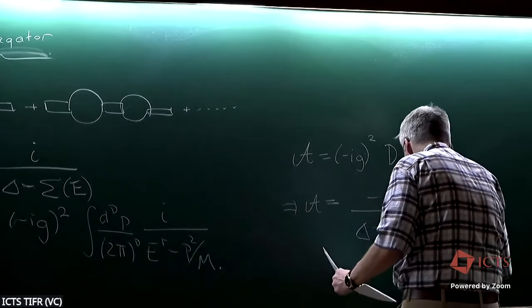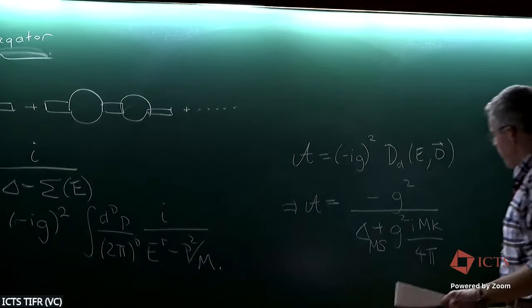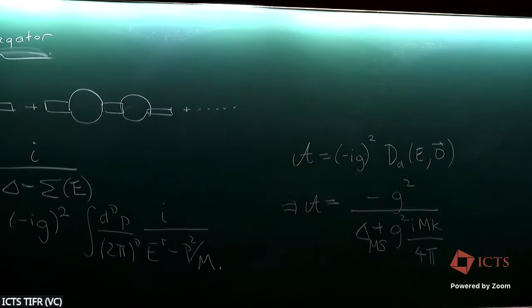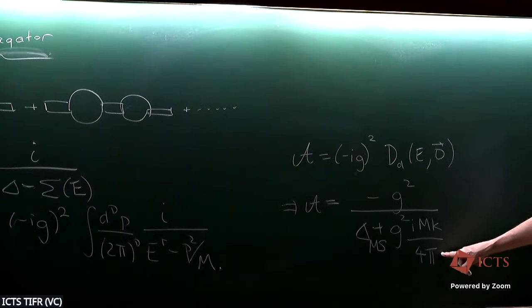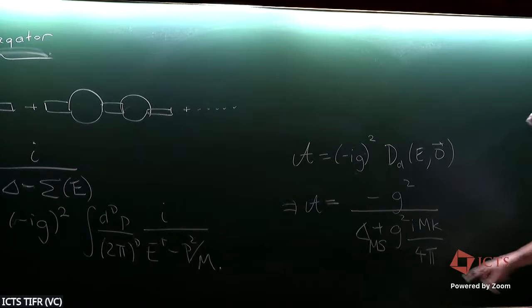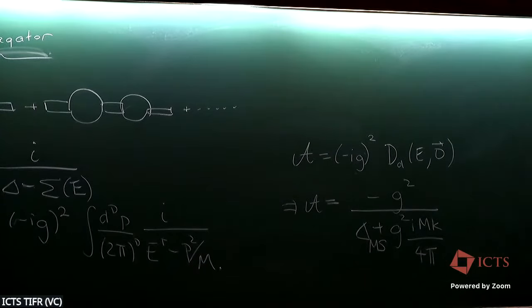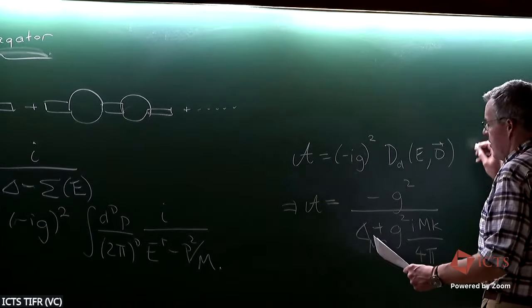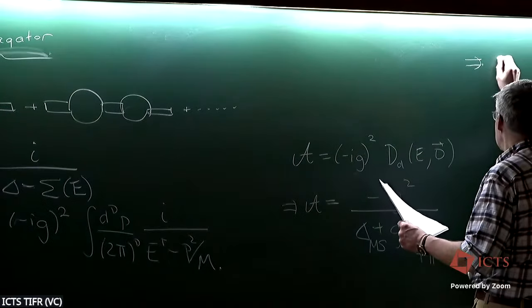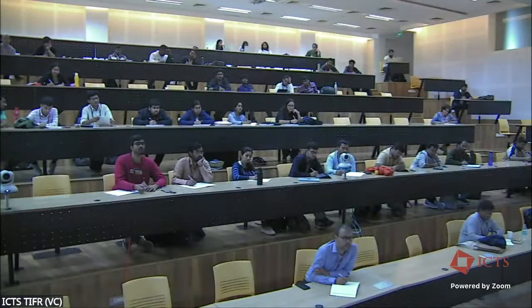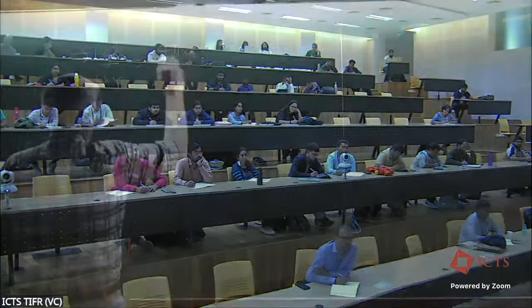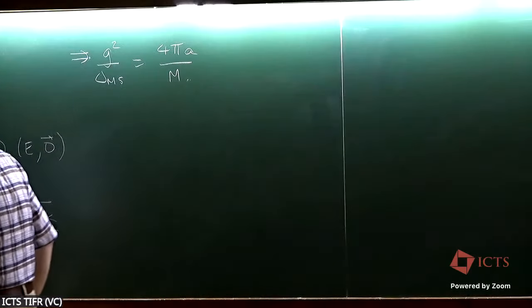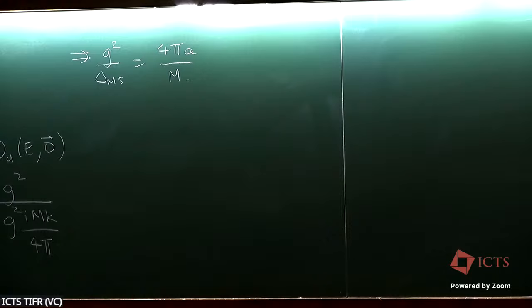If you compute the self-energy in MS, you get the same thing we got before, minus Imk over 4 pi. And then you see that you have this relation here. In order to make things match, you will have to have g squared over delta equal 4 pi a over m, which should be, because I told you that this should be completely equivalent, with the identification that g squared over delta is C.